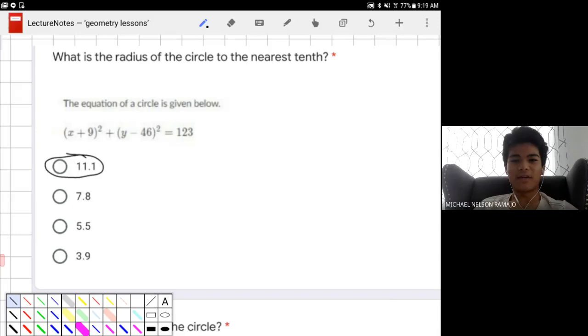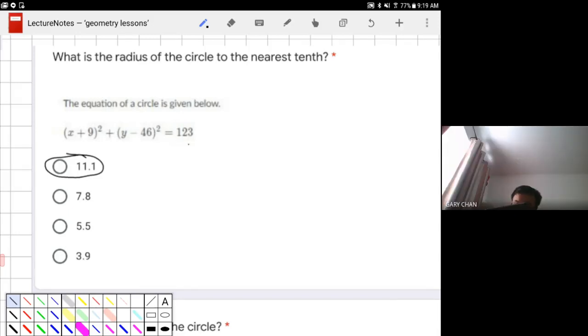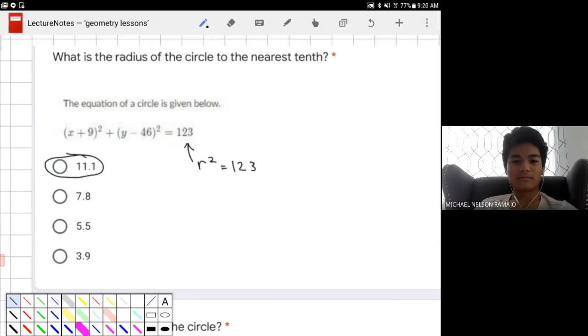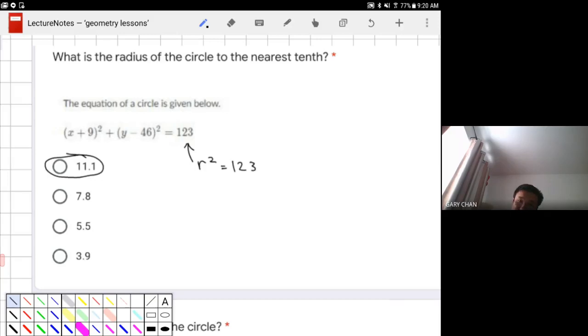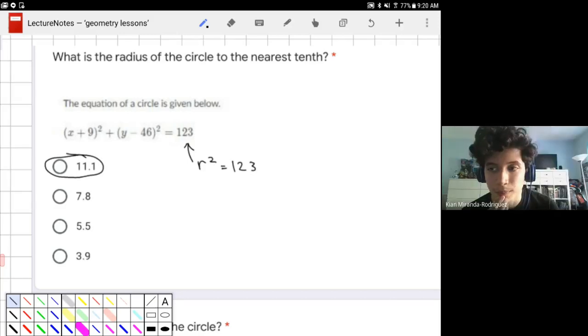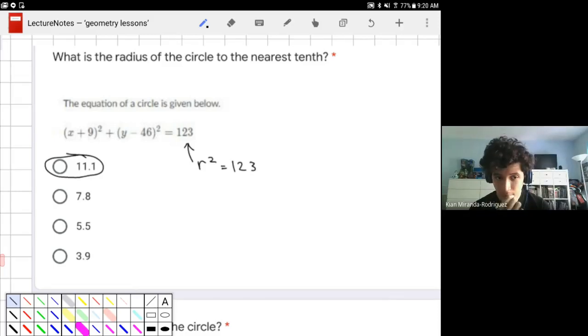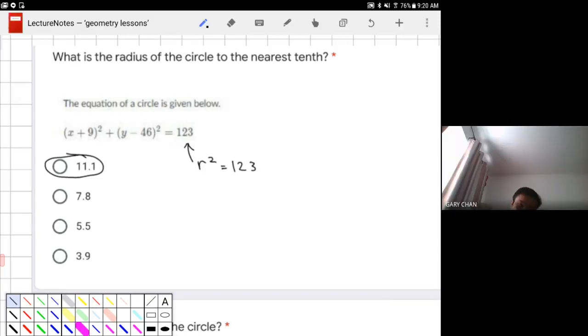Do you know why? It's asking for the radius, though. Because look, this guy right here is r squared, right? And the closest perfect square that Michael thought of was 121. So therefore, r should be close to 11. 11.1, there you go. Square root is not half, and we're already dividing it by itself. Unless you divided it by 2, then you could get 5.5. Other than that, that's not possible. So in this case, it's 11.1. Okay, got it.